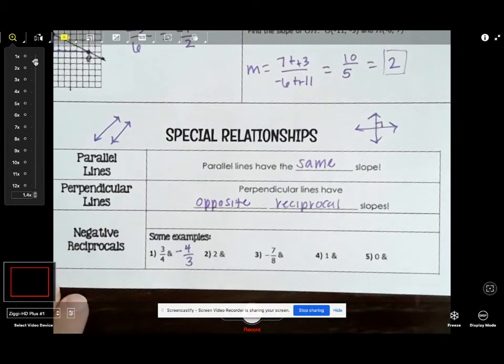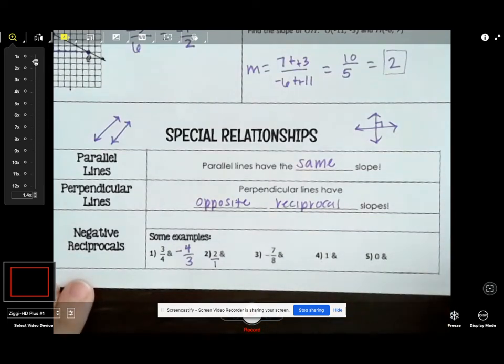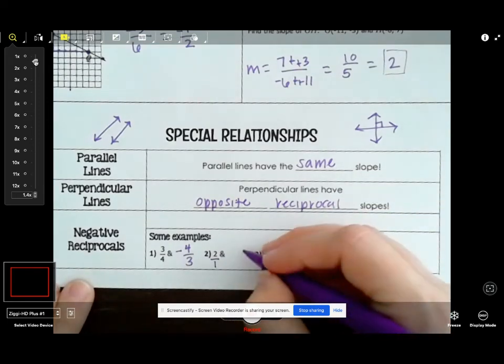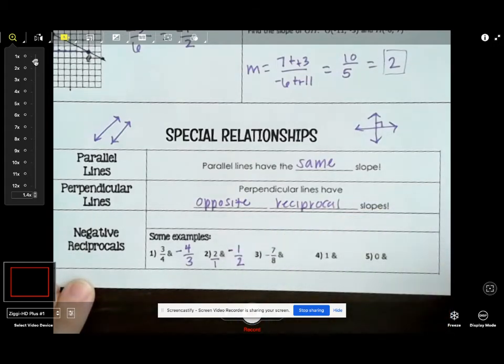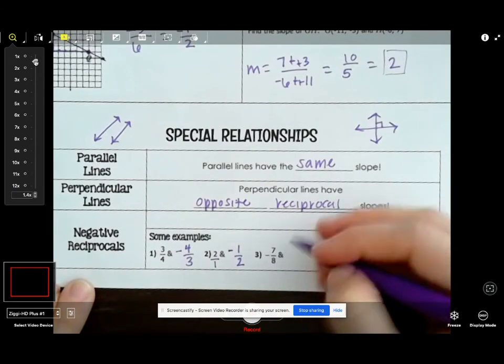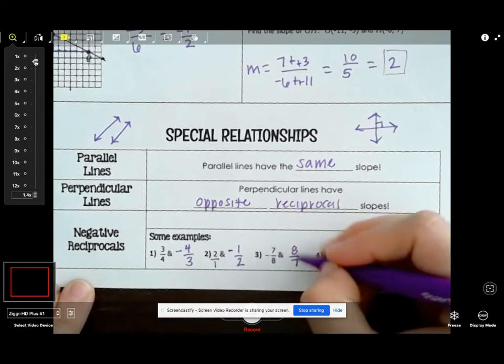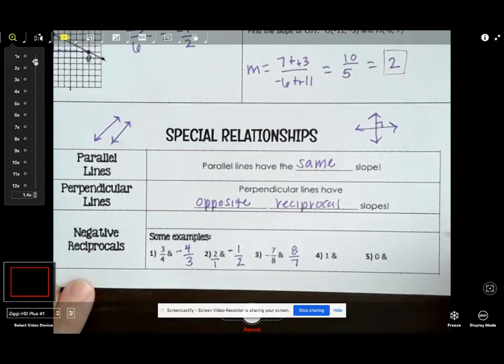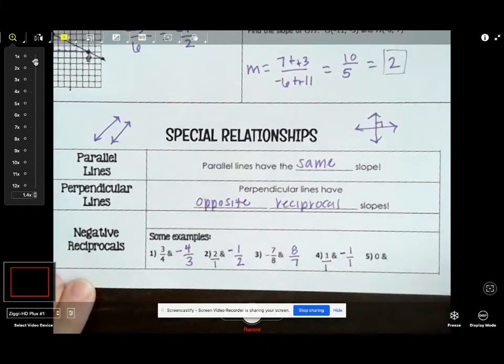So now let's do these examples to see what we would get. So 2 is really 2 over 1, right? So if I were to flip that, it would be 1/2. And then since this is positive, this becomes negative. -7/8: if I flip it, it becomes 8/7. Since this one's negative, this one gets to be positive. 1, remember, is really 1 over 1. So if I flip it, I still get 1 over 1. But since this is positive, this needs to be negative.